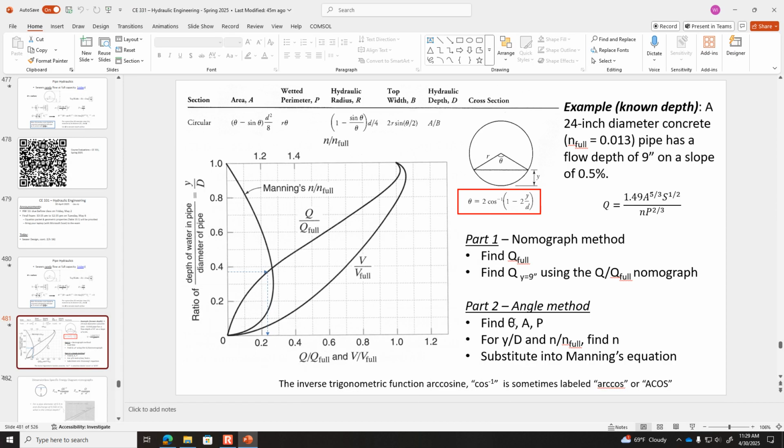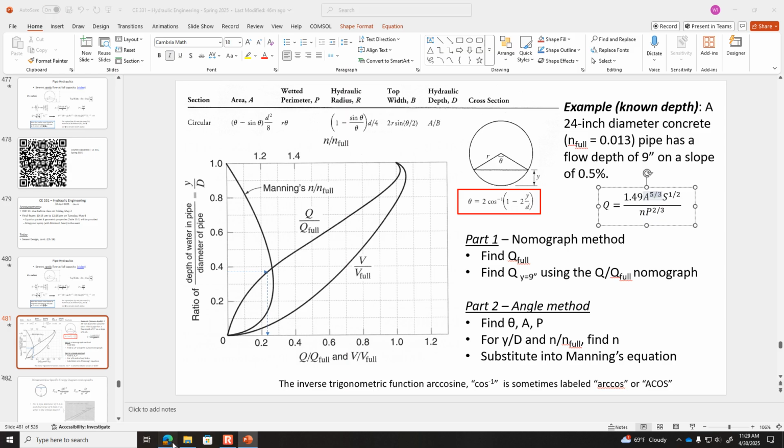So we found theta, and when we know theta, we can use this to find the area and the wetted perimeter. Then we're going to use the figure to find out the end-to-end full that we need, and then you can put all of that into Manning's equation. So let me pause again for a moment.